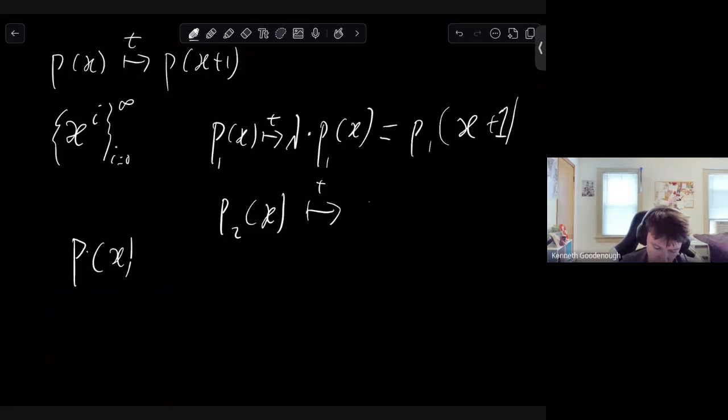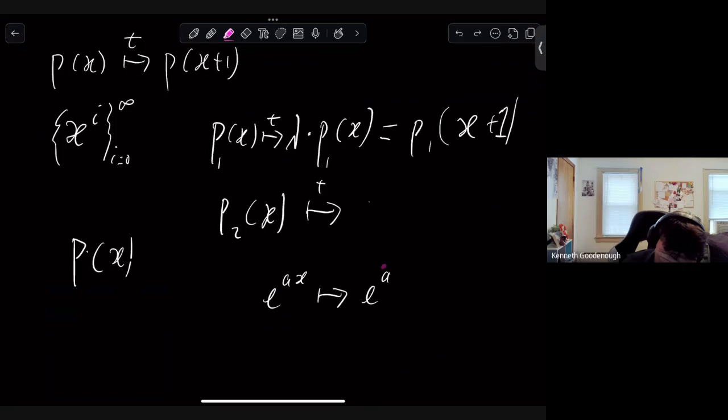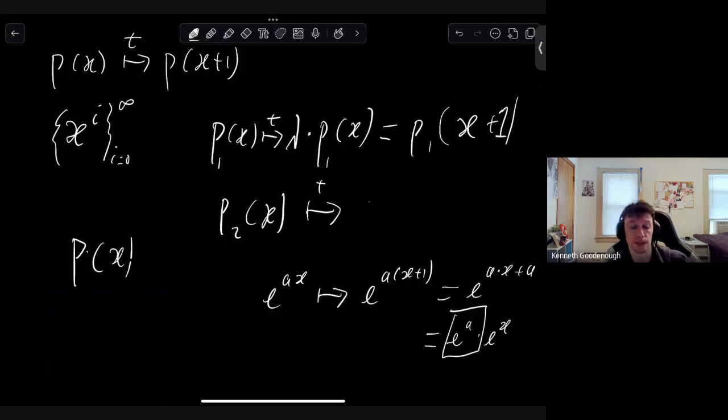So one thing I for sure know is that if we have something like this, and then under the shift operator, and again, note that this is really a series, right? So we can think of this as an infinite polynomial. This just gives us e to the a times x plus a, but this is just e to the a times e to the x. And so this is our lambda, right? So we see that we get the desired behavior here.